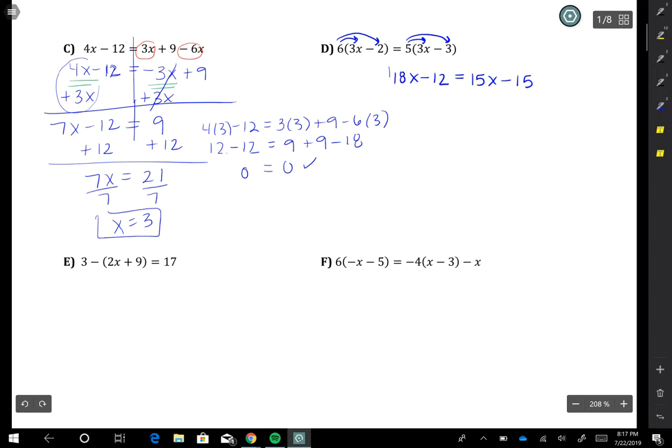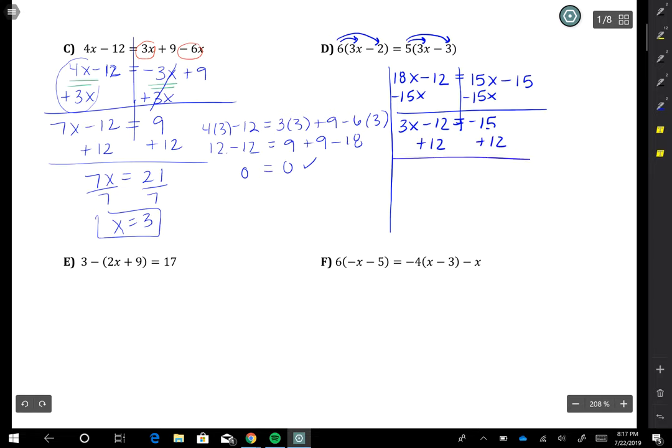Well, now I have an equation that has x's on both sides, and I want to have them on the same side. I'm just going to subtract 15x from both sides, which will leave me with 3x minus 12 equals negative 15. And now I'll be able to add 12 to both sides. And so that gives me a positive 3x equals negative 15 plus 12 is a negative 3. And finally, dividing by 3 on both sides, I have x equals negative 1.